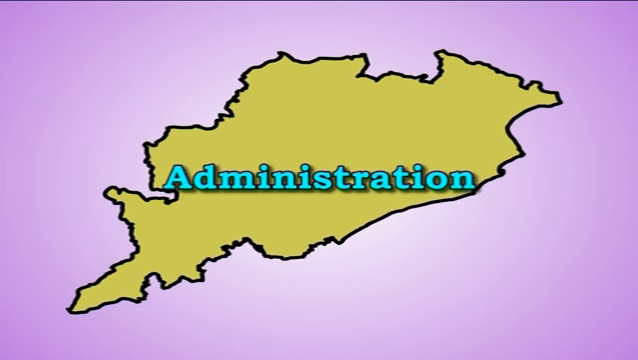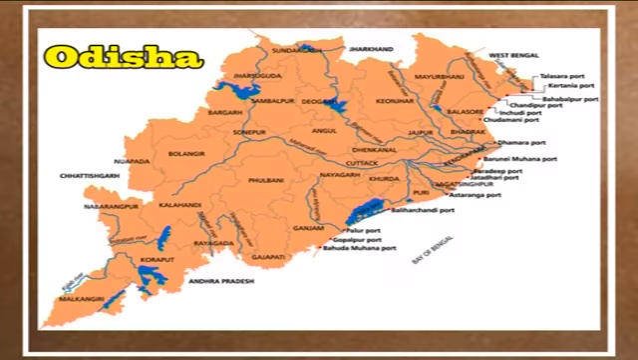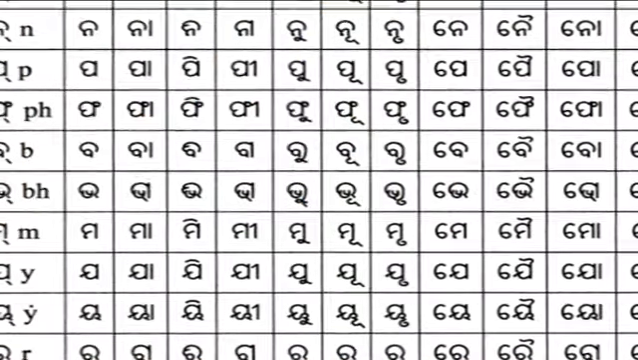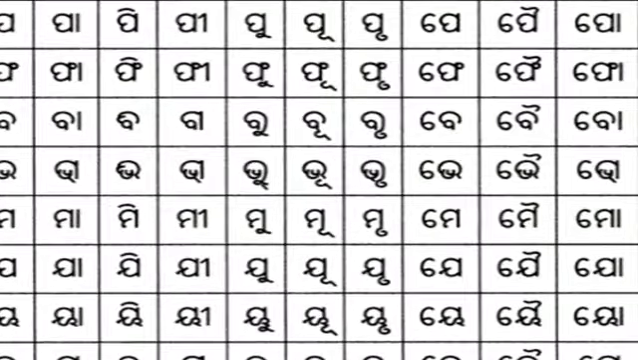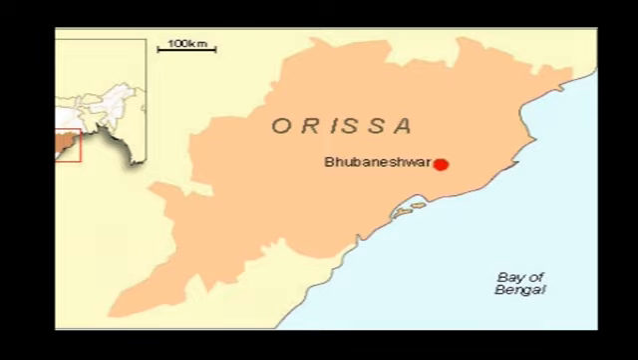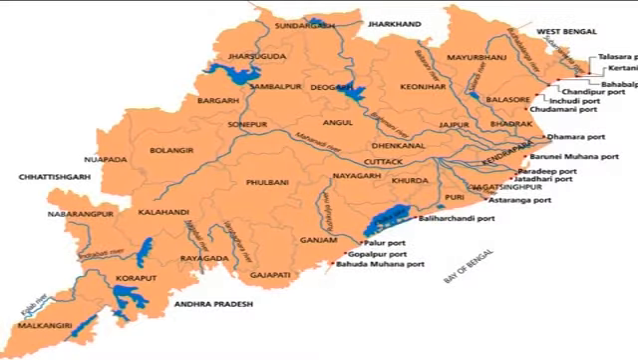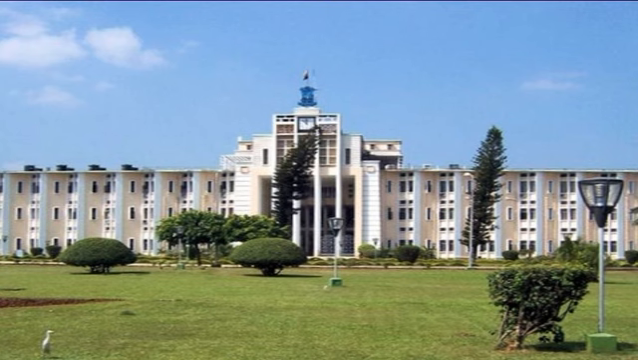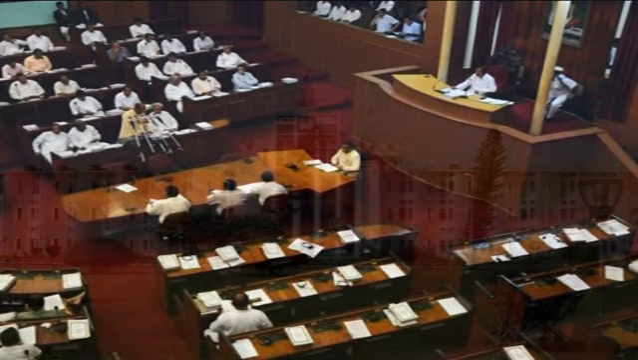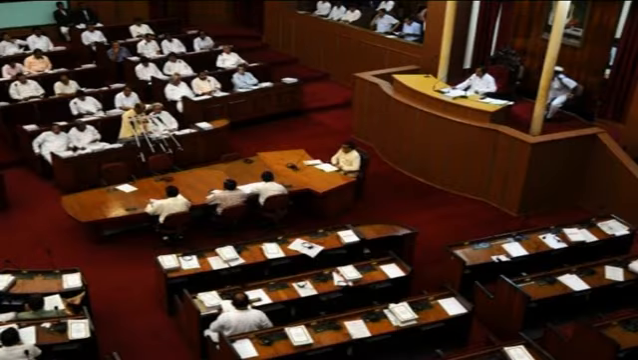Coming to the administration. Odisha is the 9th largest state in the country by area. Oriya is the official as well as the most spoken language by the people. Bhubaneswar is the capital of Odisha. The state is divided into 30 districts for administrative purposes. Cuttack, Brahmapur, Puri, Rourkela and Sambalpur are the major cities in Odisha. The Legislative Assembly consists of 147 members. The term of office is for 5 years.